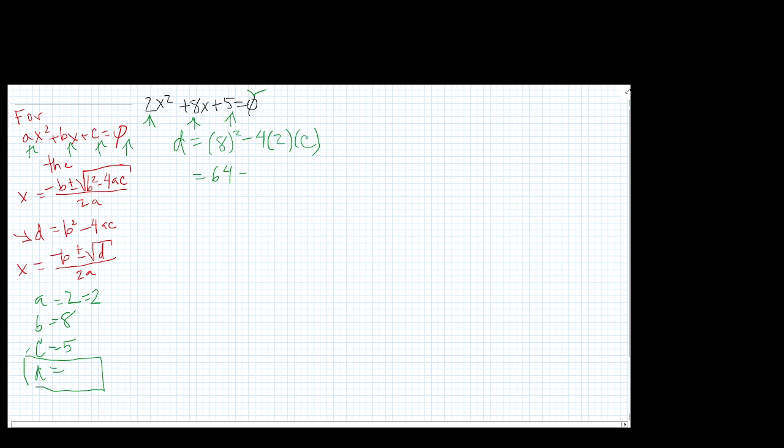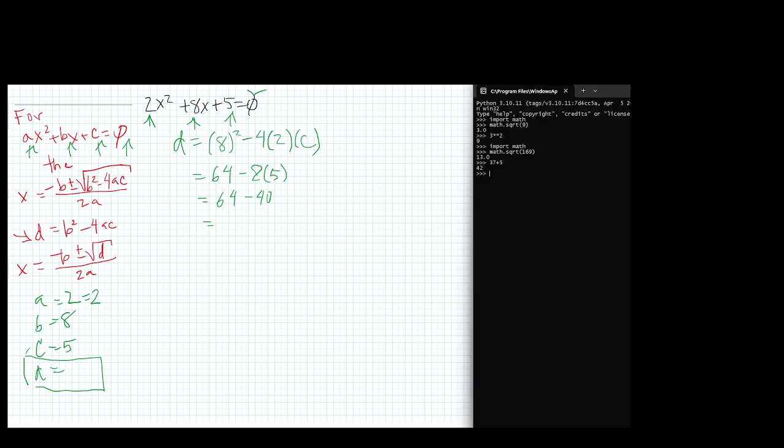Look at how ridiculous this thing is. 4 times 2 is 8. And what is our c? Our c was 5. So we have 64 minus 40, which should be something along the lines of 20. I'm not even going to mess with it. I'm going to go with a calculator now.